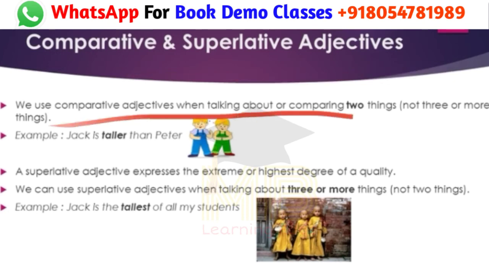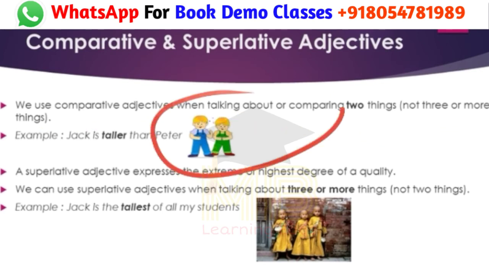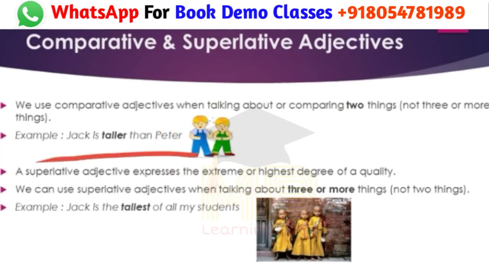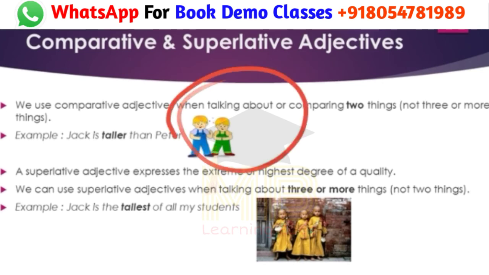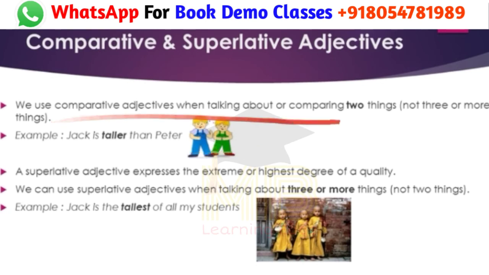Next comes your comparative and superlative adjectives. So you use comparative and superlative adjectives when you compare different things. Right? And I'm talking about when a comparative adjective is between two things. Alright. For example, Jack is taller than Peter. So you're comparing Jack and you're comparing Peter. This is their height and you say that Jack is taller than Peter. Right? So that is a comparative adjective.